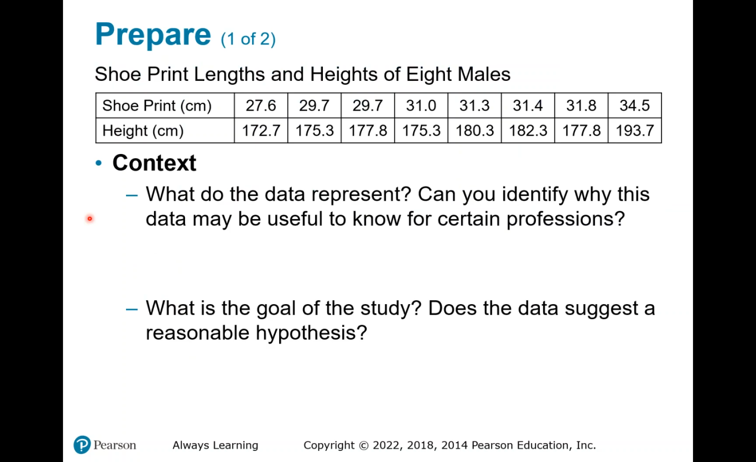Here we have a table showing various shoe print lengths and heights of 8 males. So these are matched data to a person. For the context, what do you think the data represent? And can you identify why this data may be useful to know for certain professions? That's where the critical thinking comes in. You might have to really think about how this data could be important. Finally, what is the goal of this study? Do you think there's a hypothesis that we can form based on the data?